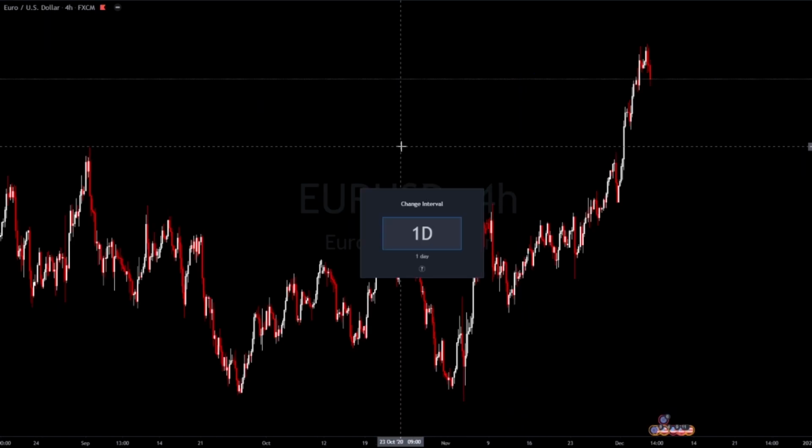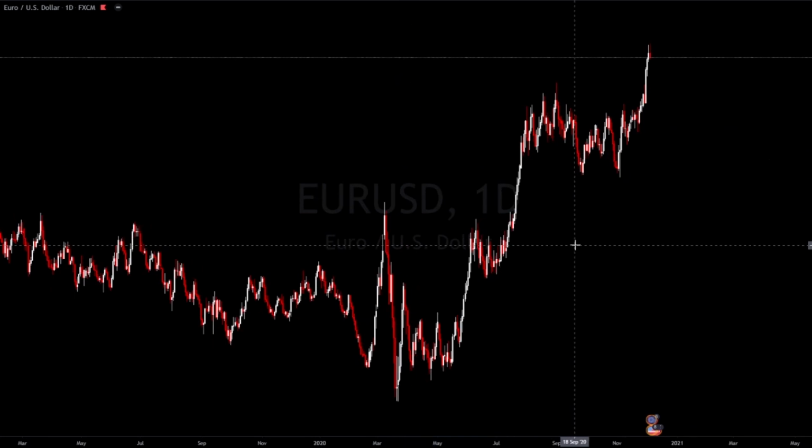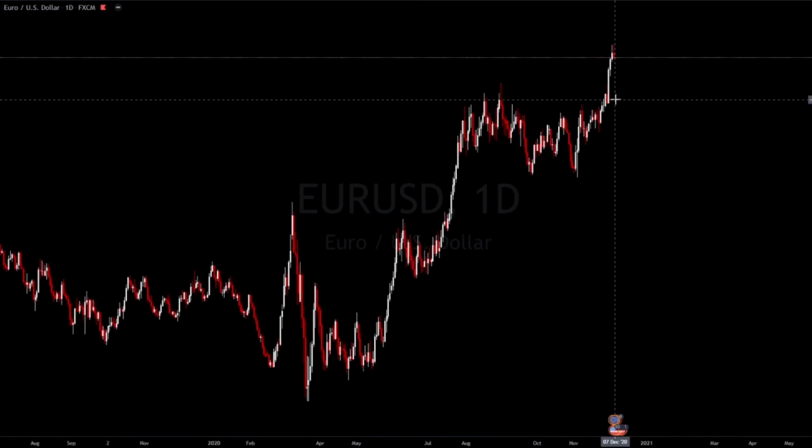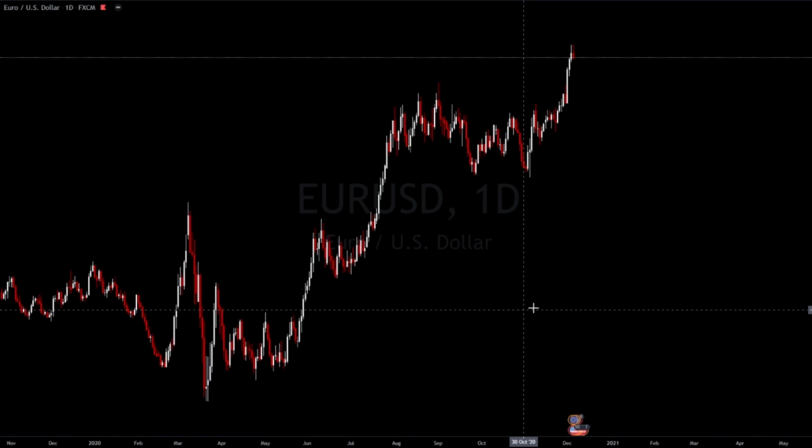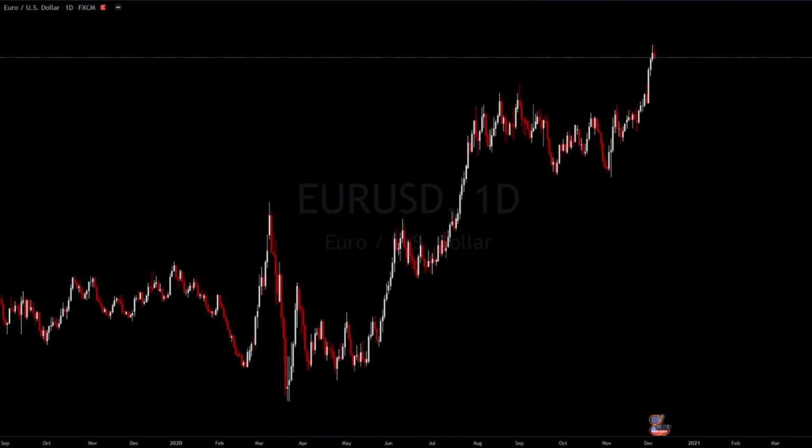So we go down to daily time frame so that we can plot our support and resistance right here, so that we can look out for what we are going to be expecting on EURUSD as well, because it is very important for us to do all these things, guys.